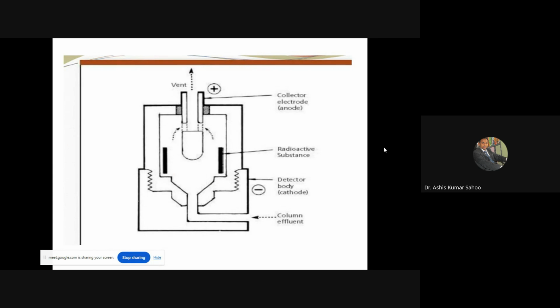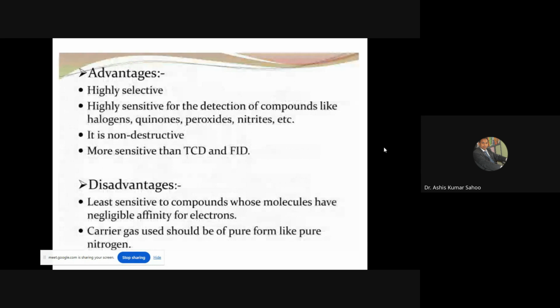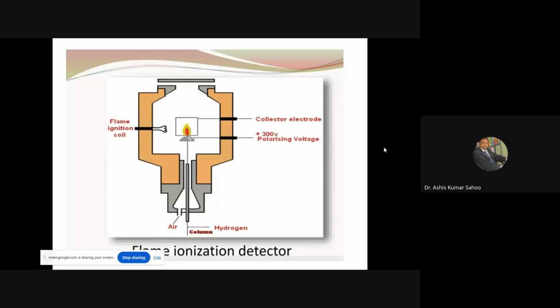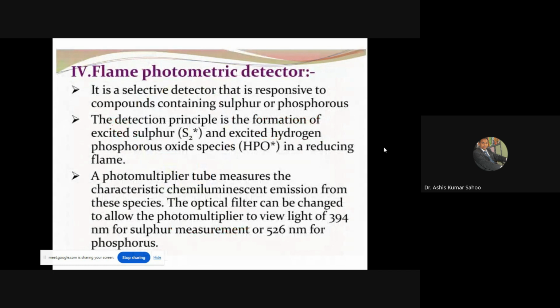Radioactive substance, detected at the cathode, non-eluted. High selectivity, highly sensitive for detection of compounds, non-destructive, less sensitive to compounds whose molecules have negligible electron affinity. The carrier gas used should be pure, like pure nitrogen. So these are the different detectors used in gas chromatography. Flame means one light will be given to the collector electrode. Flame photometric detector.